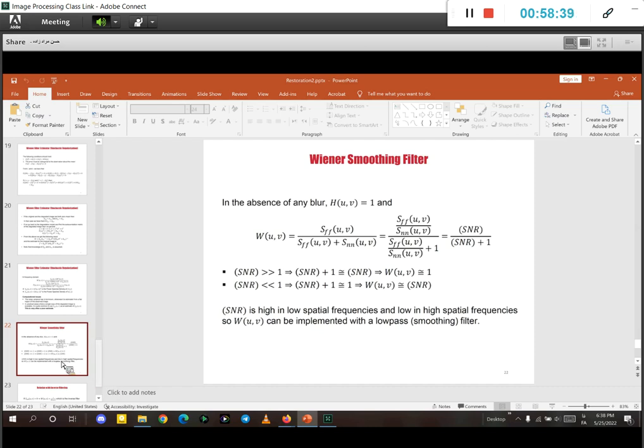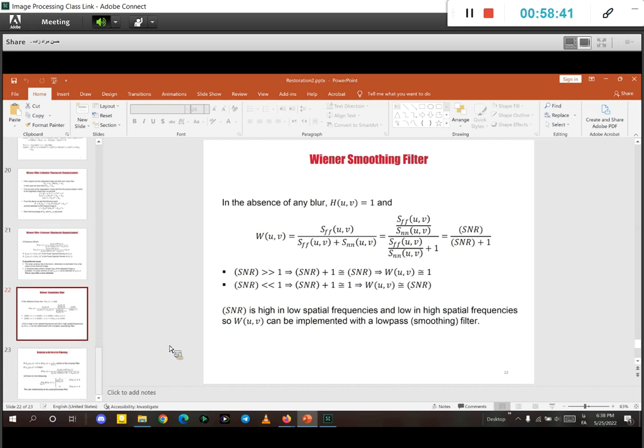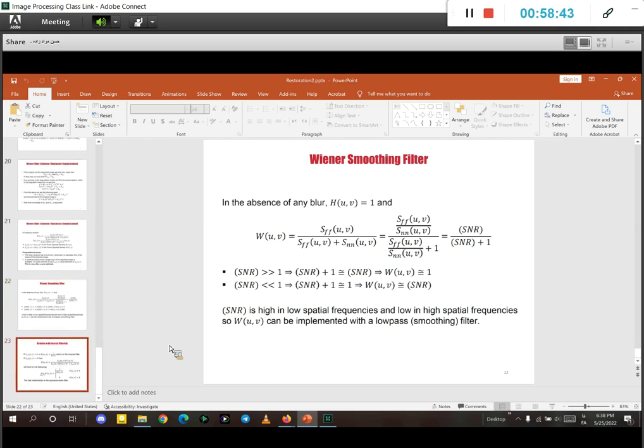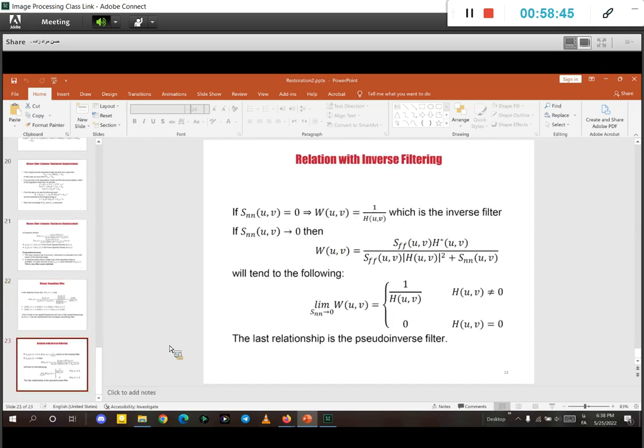And the last slide for this part 3 for restoration: the relation of the Wiener filter with the inverse filter. We talked about inverse filtering, pseudo inverse filtering, or adding CLS, and after it we talked about Wiener filtering. What is the relation between Wiener filtering and inverse filtering?